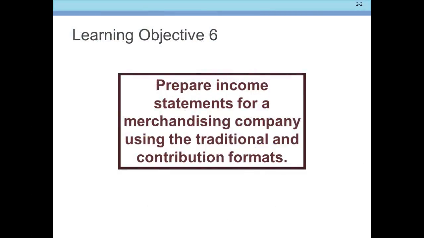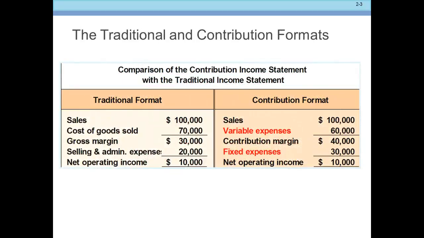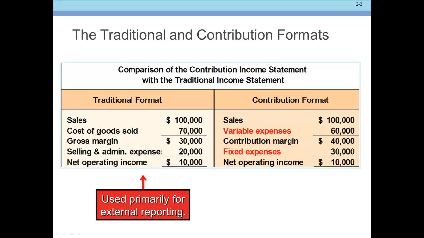Let's start by looking at the income statements for a merchandising company, both the traditional and contribution format. The traditional income statement organizes costs in a functional format. Costs relating to production, administration, and sales are grouped together without regard to their cost behavior. So, for example, cost of goods sold may have variable and fixed costs lumped together in it. We use this approach primarily for external reporting purposes.